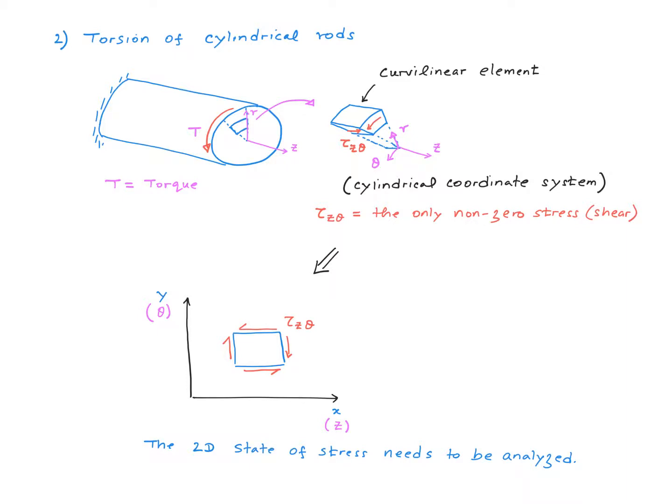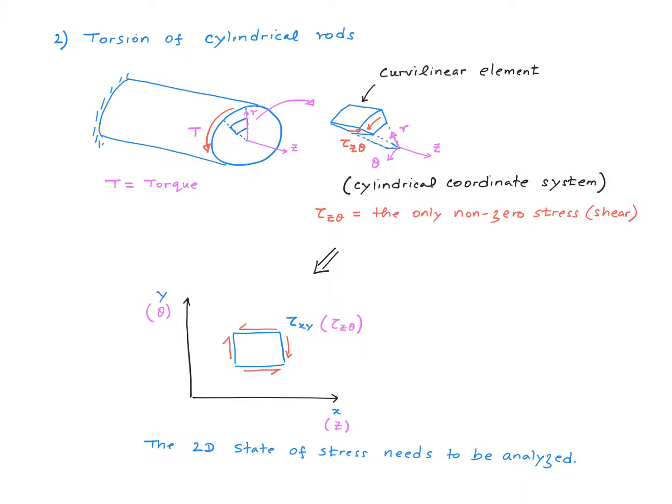So this stress right here, for example, is the stress that acts on the z plane in the theta direction, and this is the complementary shear stress. So all we need to do here is to take the differential element in the z theta plane and analyze it. And that's what this is. If I just call the z-axis as the x-axis and the theta axis as the y-axis, the only non-zero stress component that acts on this differential element is tau xy, which is tau z theta that you see over here.